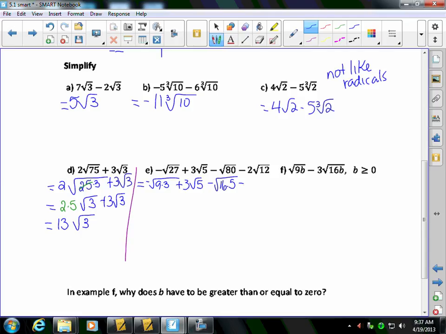Minus 2 times 12. Biggest perfect square in 12? 4. So 4 times 3. But when I take it out, then it's gone. My 16 is taken care of. So first thing I do is I get rid of my perfect squares in here. So square root of 9 is going to leave me with a 3. And I can't do anything with square root of 3, so it stays.